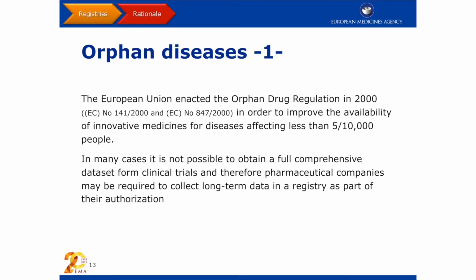Another point, and this is really important, and this is a growing issue at the regulatory level, is orphan diseases. Theoretically, or practically, orphan diseases are those diseases affecting less than 5 out of 10,000 patients. And so, if you are developing a drug with this kind of target population, you are sometimes able to have some legislation that helps you to have a marketing application and authorization in a way that is easier, I would say. Obviously, in most of these cases, it's quite difficult to obtain a full comprehensive data set from clinical trials, and therefore pharmaceutical companies may be required to collect long-term data in a registry as a part of their marketing authorization.